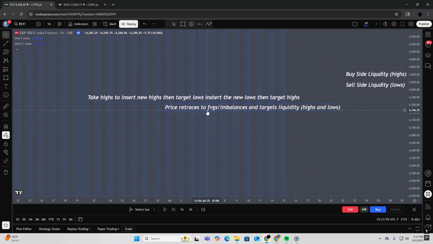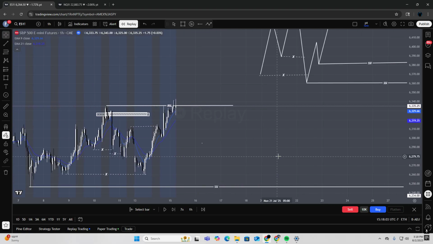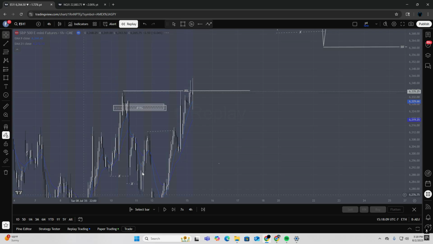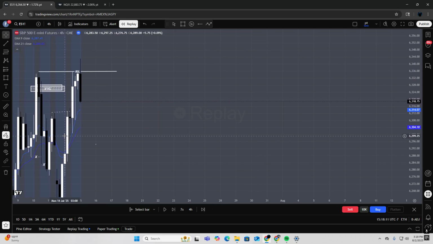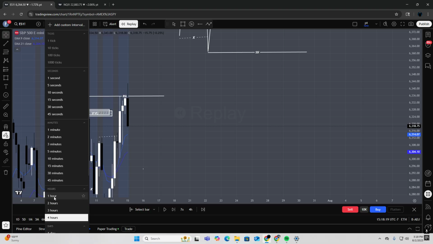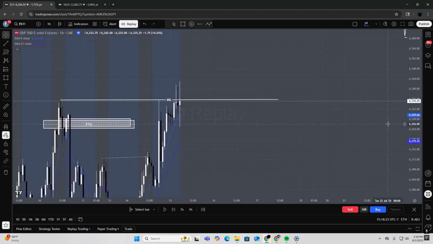Price retraces into fair value gaps and targets liquidity. What do we do here? We came to this liquidity. We retrace into a fair value gap, which in this case was a 4 hour. And then we target liquidity, which is again the buy side up here. After we take that buy side, where are we going to retrace to? Obviously we're going to retrace into our fair value gaps, but depending on how we react to these fair value gaps is how we're going to continue, right?